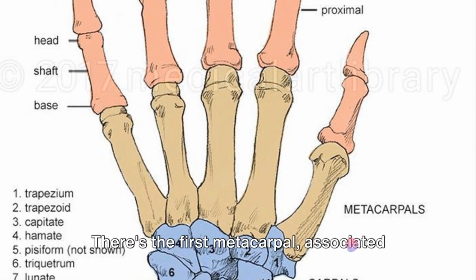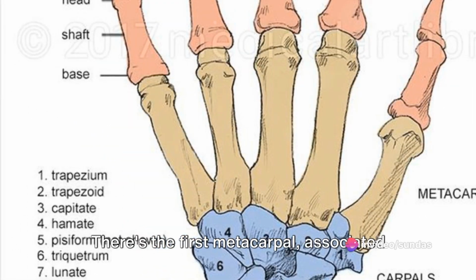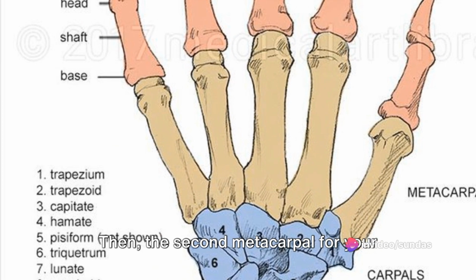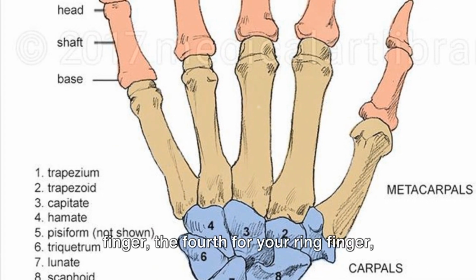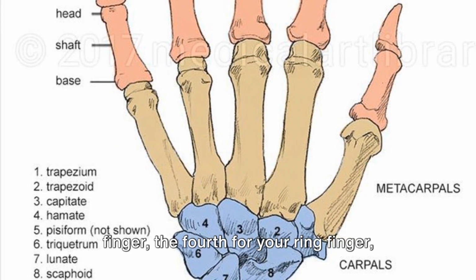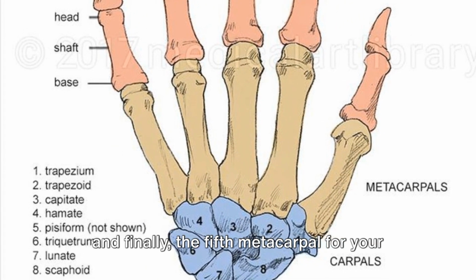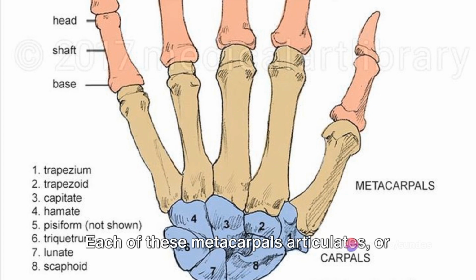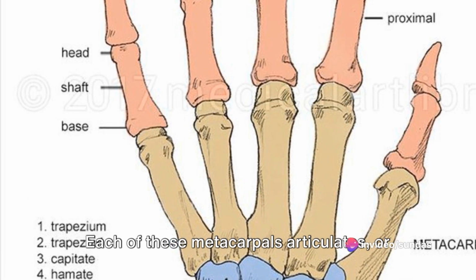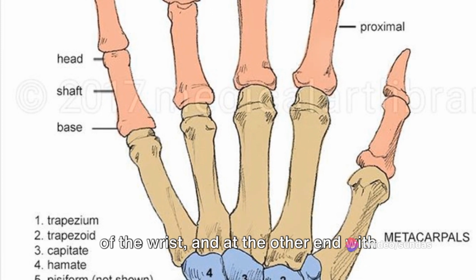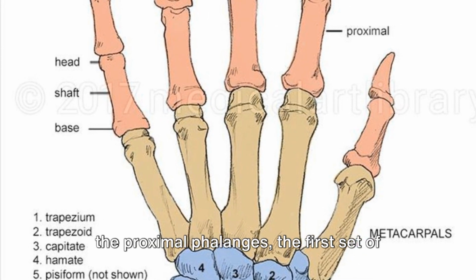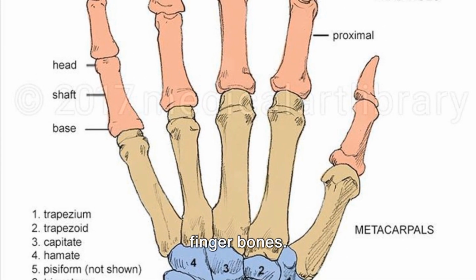Let's count them off. There's the first metacarpal associated with your thumb. Then, the second metacarpal for your index finger, the third for your middle finger, the fourth for your ring finger, and finally, the 5th metacarpal for your little finger. Each of these metacarpals articulates or connects at one end with the carpal bones of the wrist and at the other end with the proximal phalanges, the first set of finger bones.